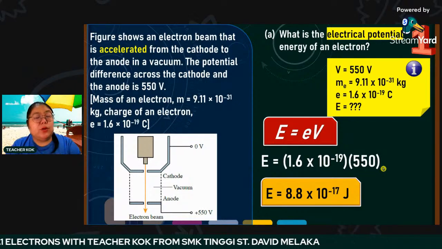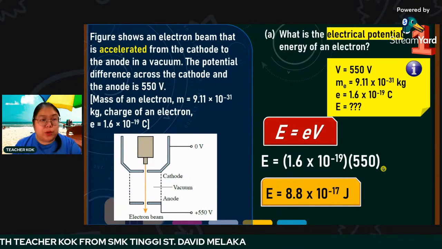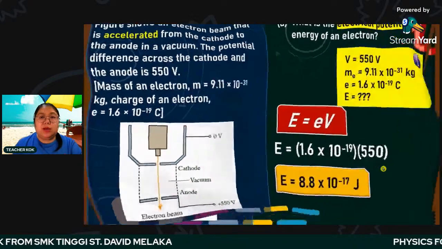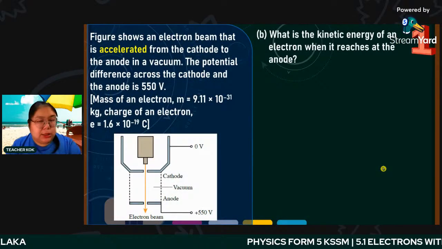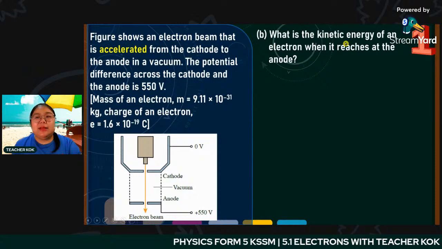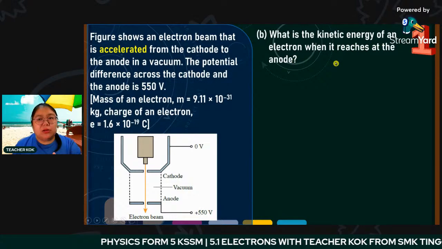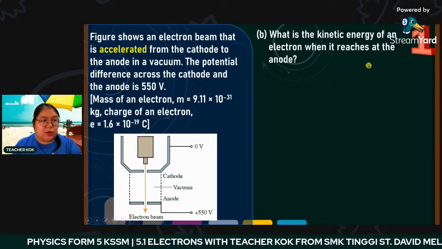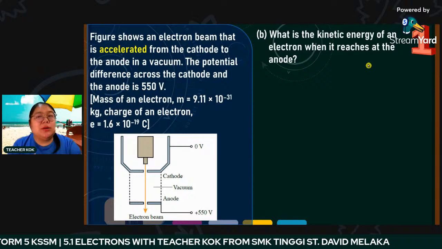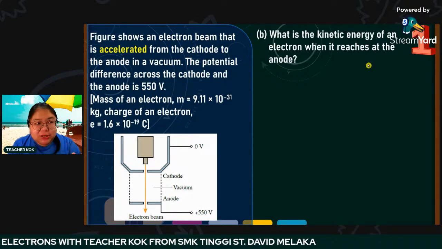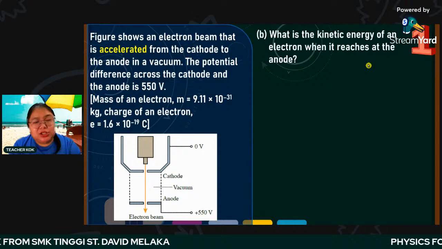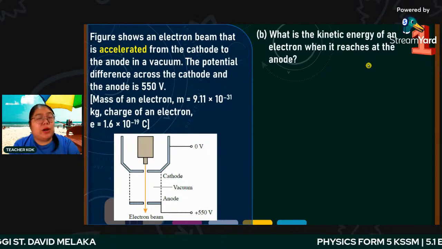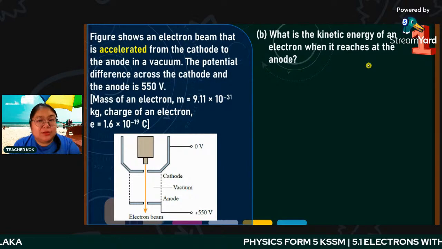Depending on the question, you modify which formula you want to use. Okay, we continue the question, but now they ask about part B. What is the kinetic energy of an electron when they reach the anode? They ask you about kinetic energy. Just now we found the electrical potential energy. Now you tell me what is the kinetic energy?